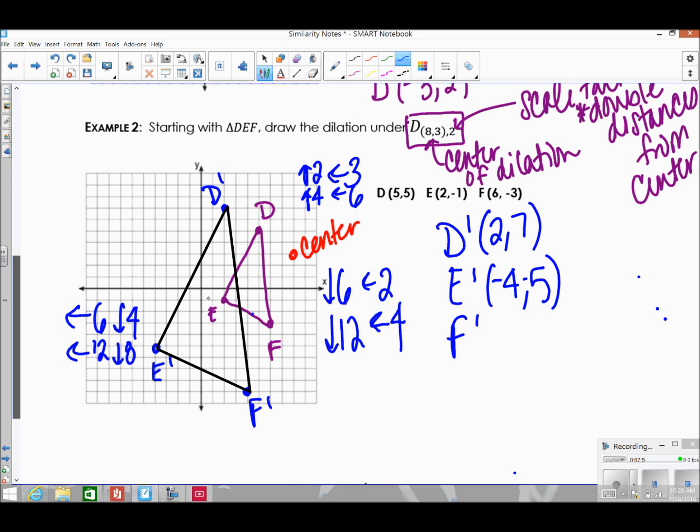And then F prime: 1, 2, 3, 4, down 1, 2, 3, 4, 5, 6, 7, 8, 9, so negative 9. So there are your coordinates.